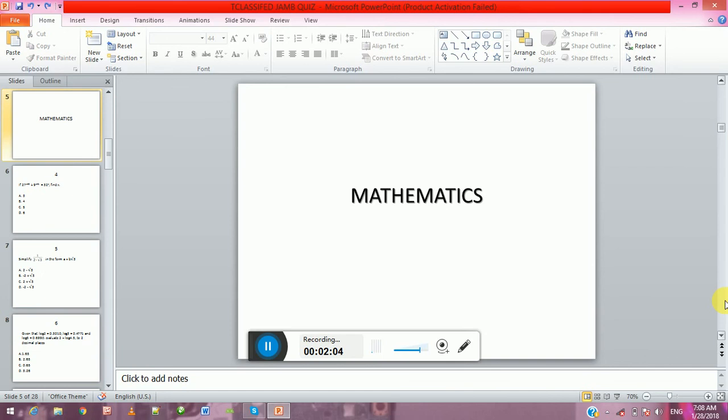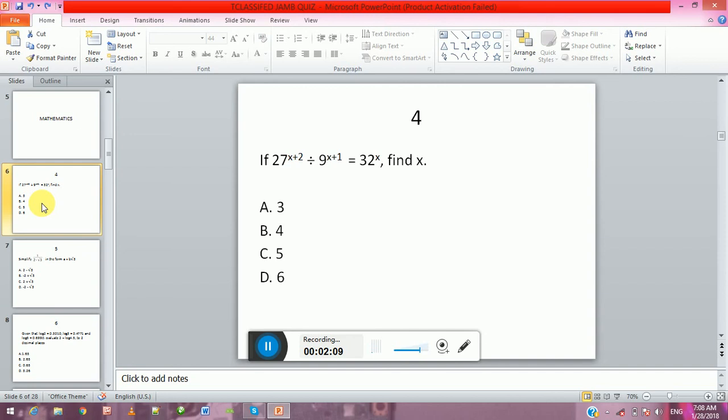Now we get to mathematics, and the first question is, if 27 to the power x plus 2 divided by 9 to the power x plus 1 is equal to 32 to the power x, find x. Option A, 3, B, 4, C, 5, D, 6.